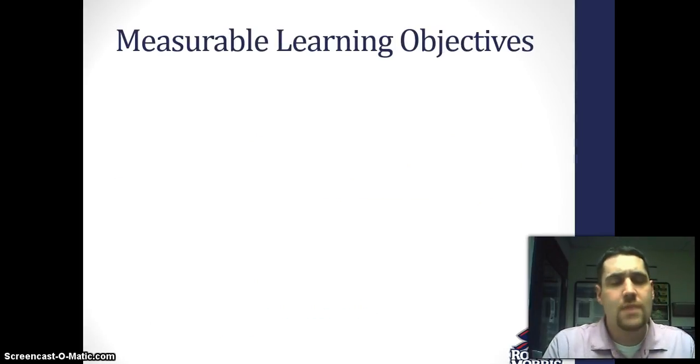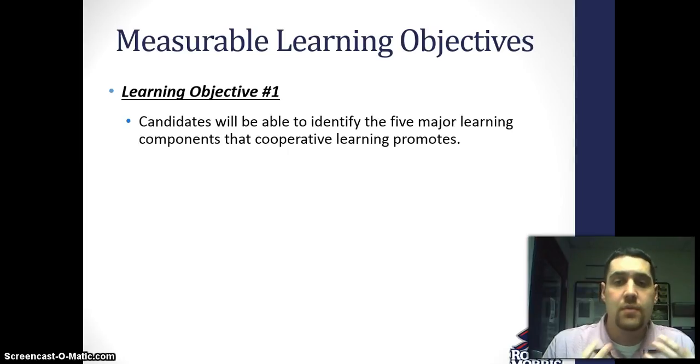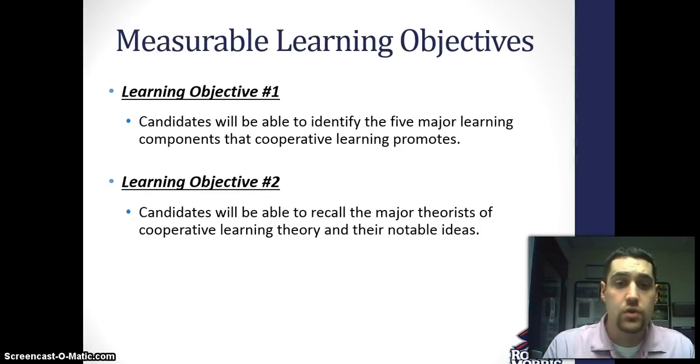So some measurable learning objectives to consider are, number one, I'd like for you to be able to identify the five major learning components. Cooperative learning comes up to an acronym that we're going to explore in great detail, and hopefully we see the greater sense of what it accomplishes. Number two, I'd like for you to be able to recall the major theorists of cooperative learning theory, where they came from, what were their notable ideas, and how it's beneficial to where we are at today.